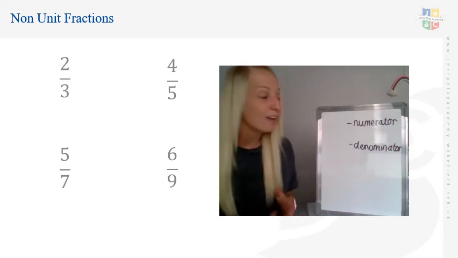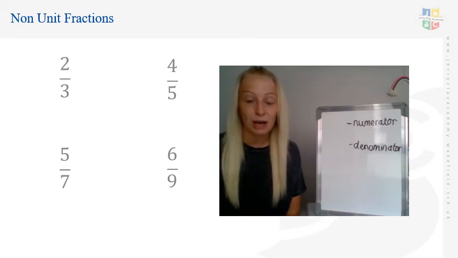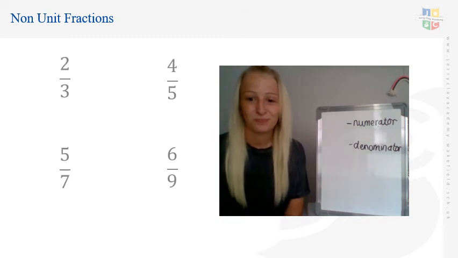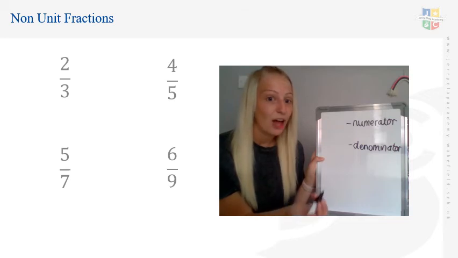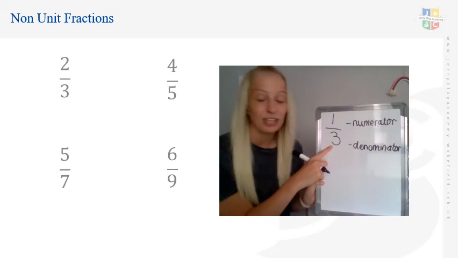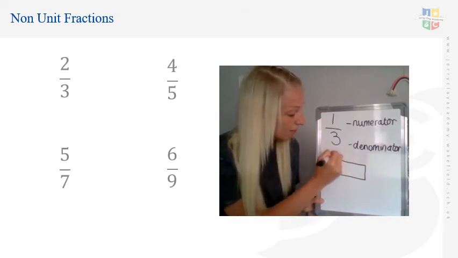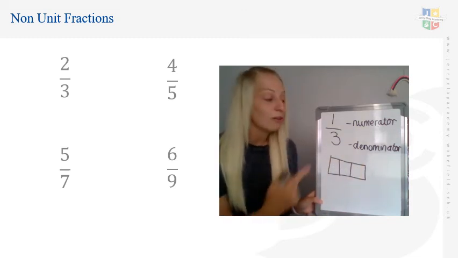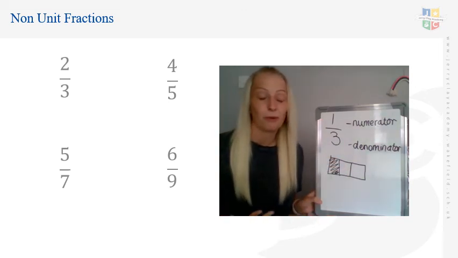Brilliant, so we know that if the numerator is a 1, then we call those unit fractions. So now we're going to look at what a non-unit fraction is. Can you say non-unit fraction? Brilliant. So if I have 1/3, so 1 is my numerator and the denominator is 3, that means 3 equal parts, I would represent it like this. So I might have a rectangle and split it into 3 equal parts. Now if it is a unit fraction like this, I have one of the parts shaded or taken away.